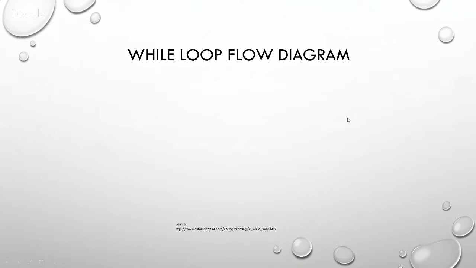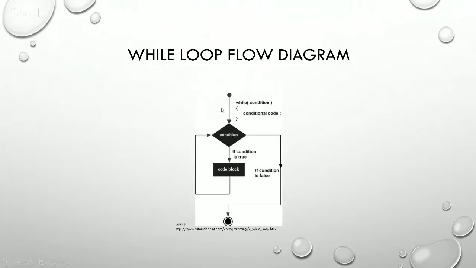So I found this while loop flow diagram on this website, tutorialspoint.com. So first we have our while condition right here. It goes down to the condition code. And it goes this way if it's false, and it exits out. If it is true, then it goes down and runs this block of code, and then loops back up to the condition again until it's false, and then it runs back down to the end. That was a pretty neat description.